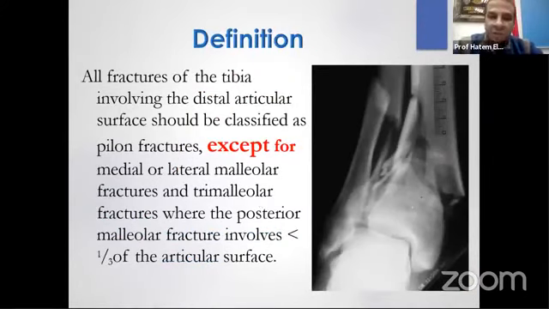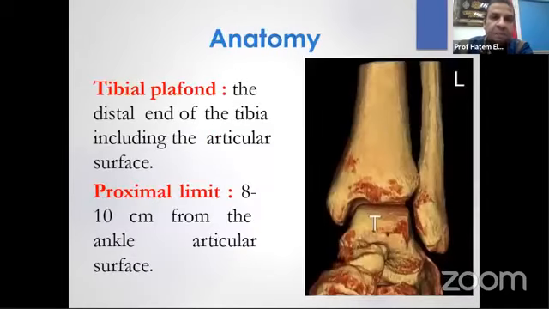All fractures of the tibia involving the distal articular surface should be classified as Pilon or Plafond fractures, except for the medial or lateral malleolar fractures اللي هيتكلم عليها أستاذنا الدكتور محمد شافعي، والترايماليولار fractures. Trimalleolar fractures لو الانفولفمنت بتاعها involved أقل من ثلث الارتيكولار 1/3 of the articular surface of the distal tibia. The tibial plafond, the distal end of the tibia, including the articular surface.